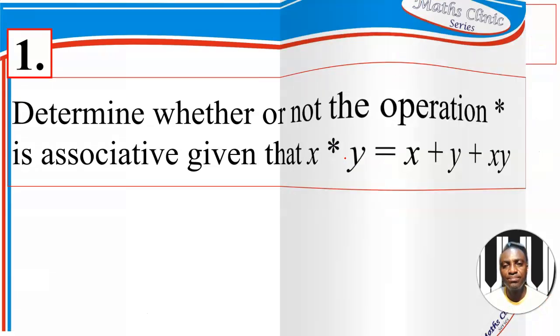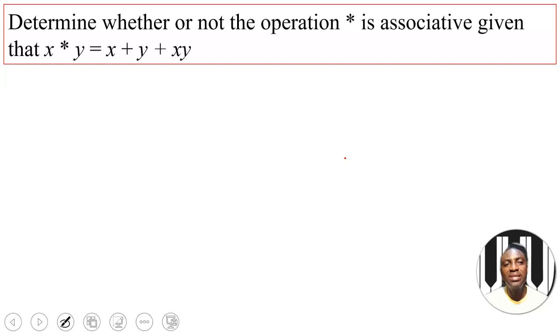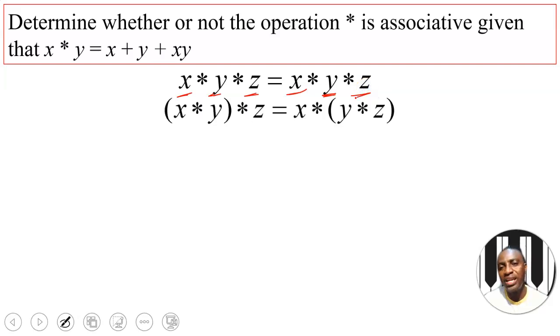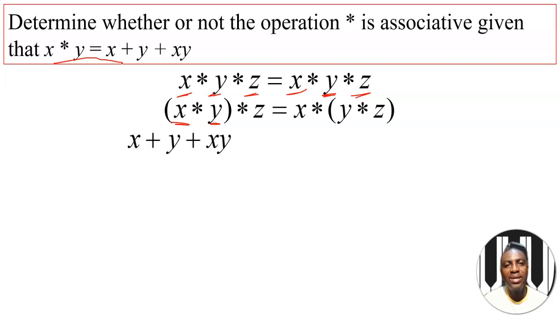Now let's see how it works. For us to say the star is associative, then x star y star z should be the same as x star y star z, where I could do the first two first or the last two first. If it is the first two, based on the definition that we have here, we can say that x star y is x plus y plus xy. Then we bring in our star z, which is equal to, here we maintain our x.